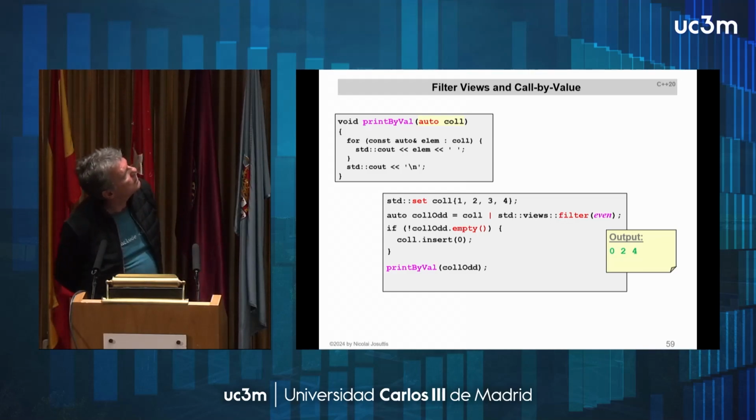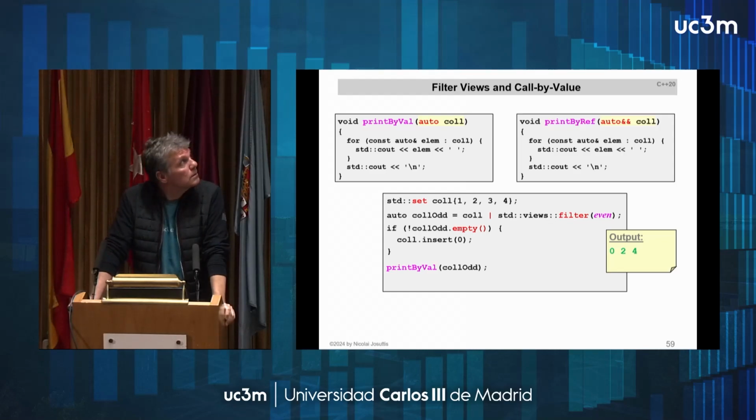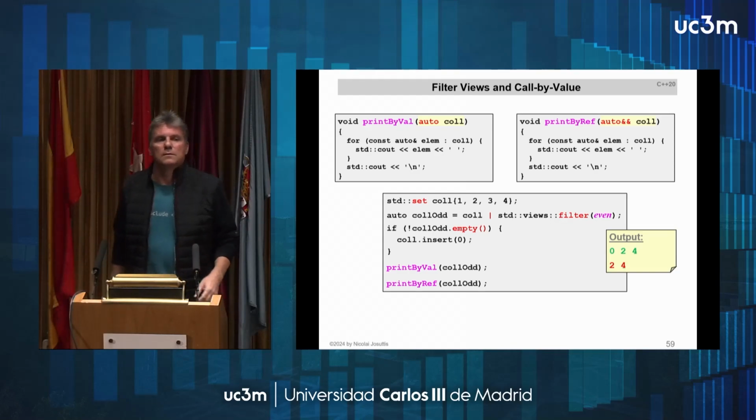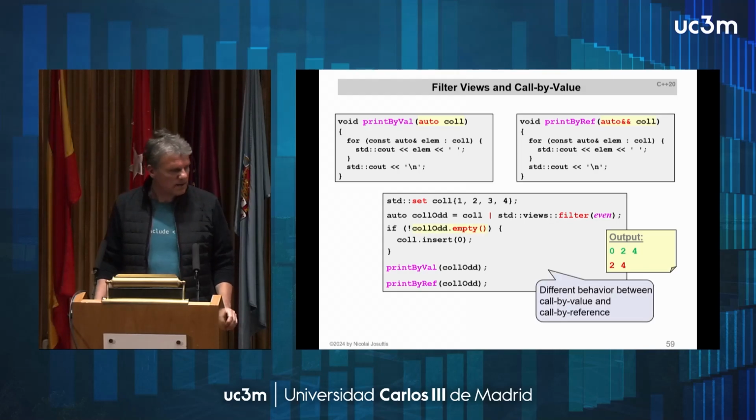Okay. We take the even elements. That should be 0, 1, 2, 3, 4, so it should be 0, 2, and 4. Great, works fine. Hey, you should pass by reference. Okay, let's pass by reference, not making the filter const, so we do it the right way. That's the output. So the behavior depends on whether we pass by value or by reference, and of course on a few other things. And that is what we have designed in this standard.